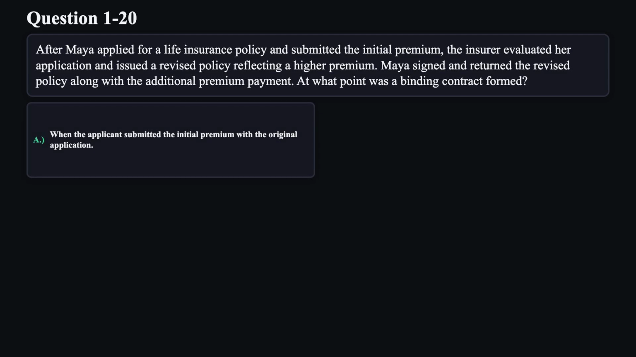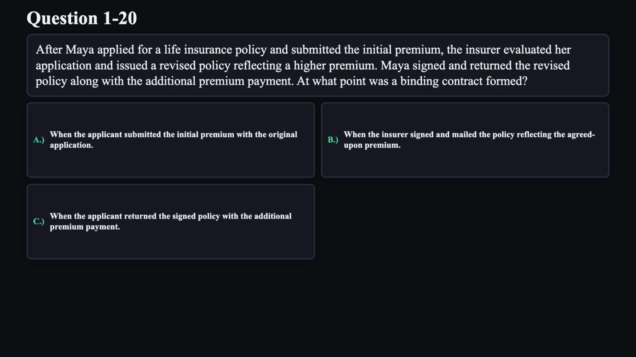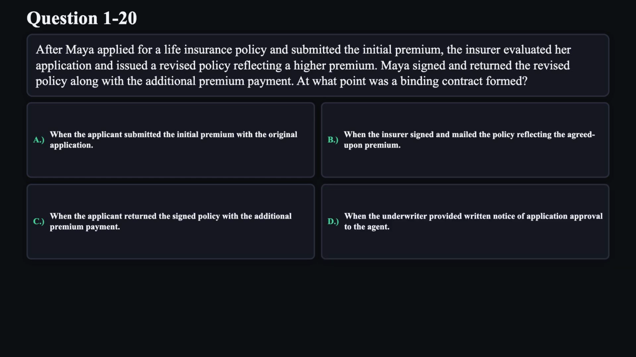A. When the applicant submitted the initial premium with the original application. B. When the insurer signed and mailed the policy reflecting the agreed-upon premium. C. When the applicant returned the signed policy with the additional premium payment. D. When the underwriter provided a written notice of application approval to the agent.